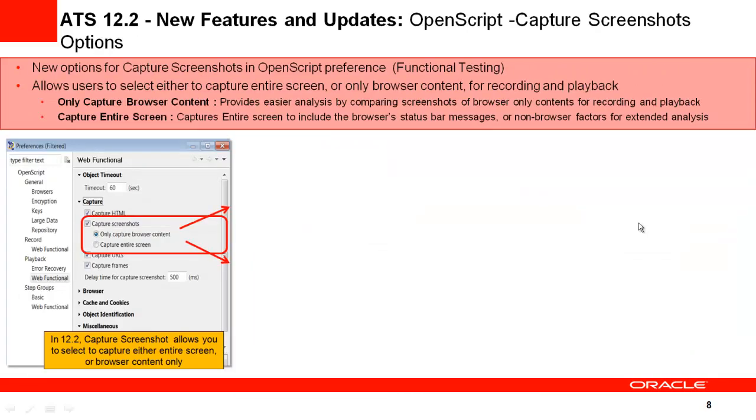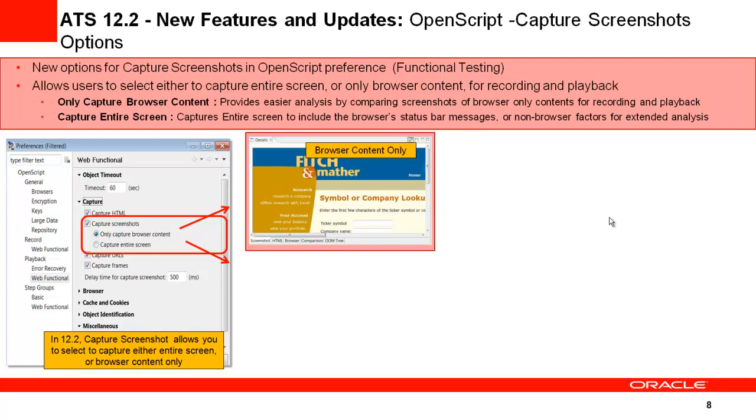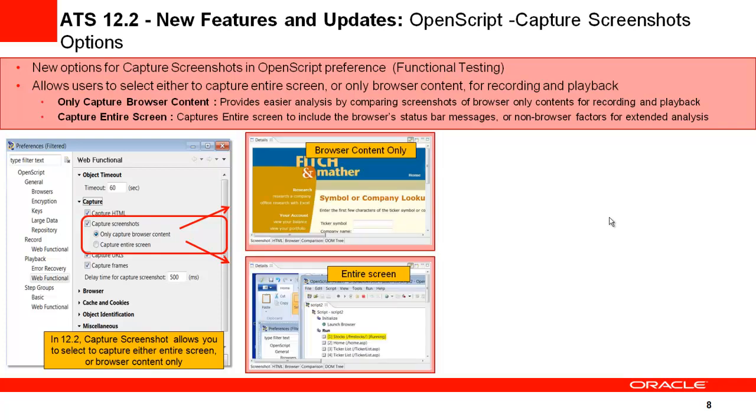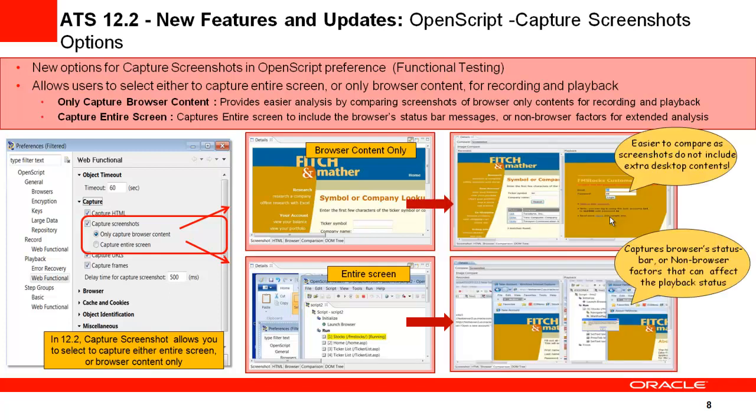The next feature is new options in the Capture Screenshot setting for functional test scripts. Prior to OpenScript version 12.2, the only option we had for this setting was to capture the browser content. Now the user can select either to capture only browser content or to capture the entire screen for both recording and playing back functional test scripts, depending on their preference.